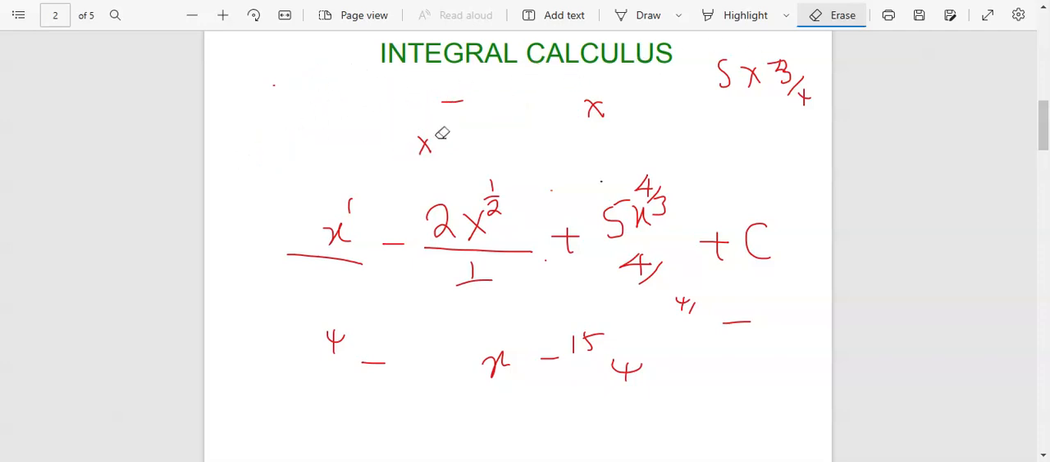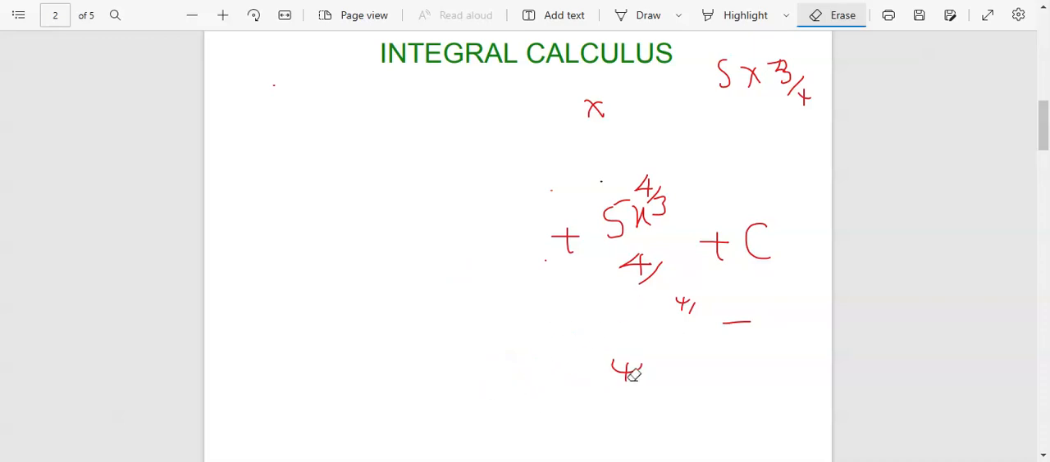Now the other one which comes as a result of antiderivative is when you are integrating trigonometric functions and also integrating exponential functions, integrating logarithmic functions. So you also need to know that. So let's start with trigonometric functions.